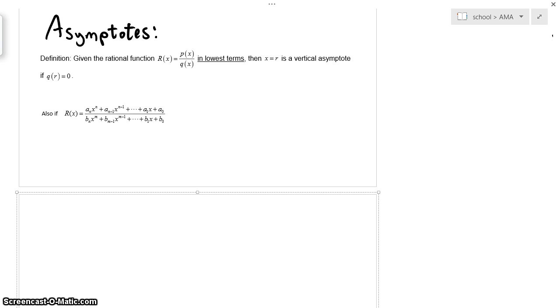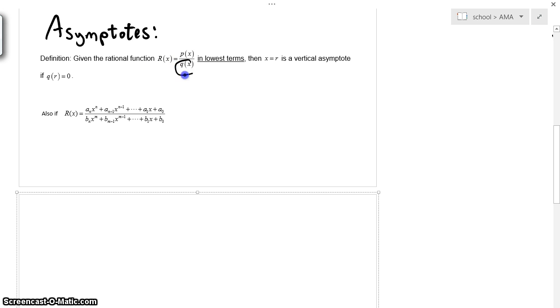Continuing with our summer review packet for Calculus AB, let's look on page 4, dealing with asymptotes. We've got a definition you can see at the top of the screen. Given the rational function capital R of x is p of x all over q of x, two polynomials, if that ratio is in lowest terms, if you could not cancel anything else out, then we would say x equals r is a vertical asymptote if q of r equals 0.